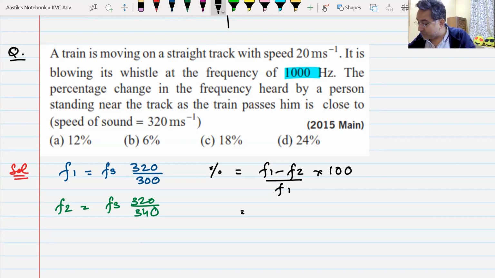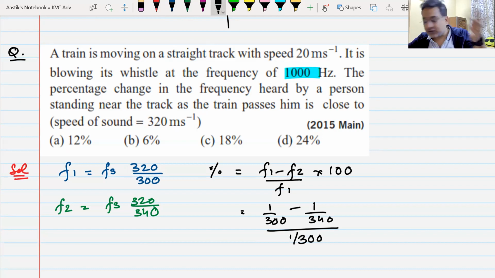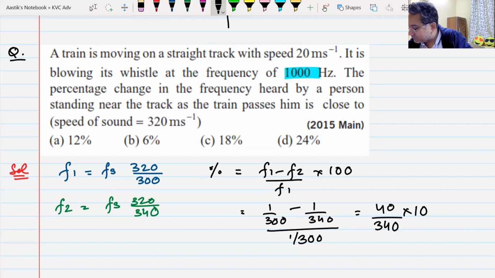So what is remaining in the numerator? You will have 1 by 300 minus 1 by 340, and in the denominator you will have 1 by 300. That's it. So in the numerator you will have 40, and in the denominator you will have 340. Is it 40 by 340 into 100, isn't it? Yes, sir. That is the answer. You don't have to calculate anything. At the end of the day, your answer is simply going to come as 40 by 340 multiplied by 100.